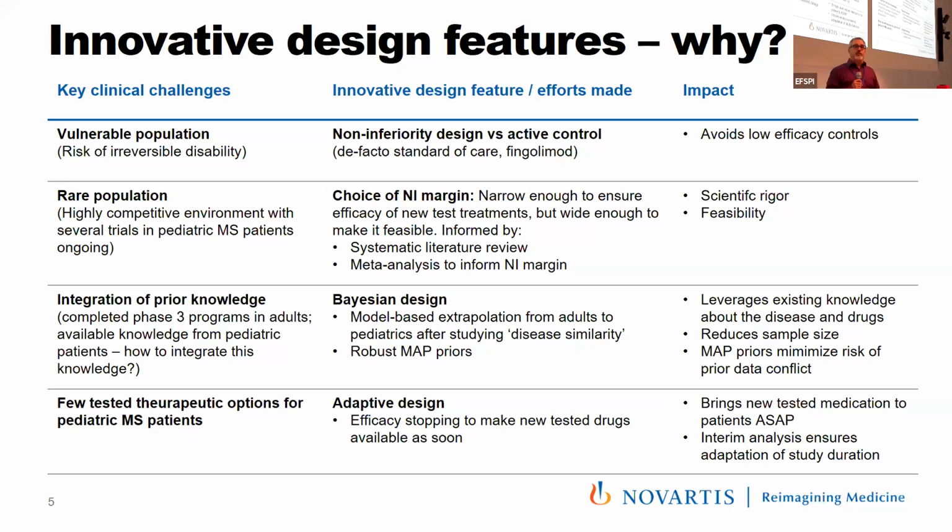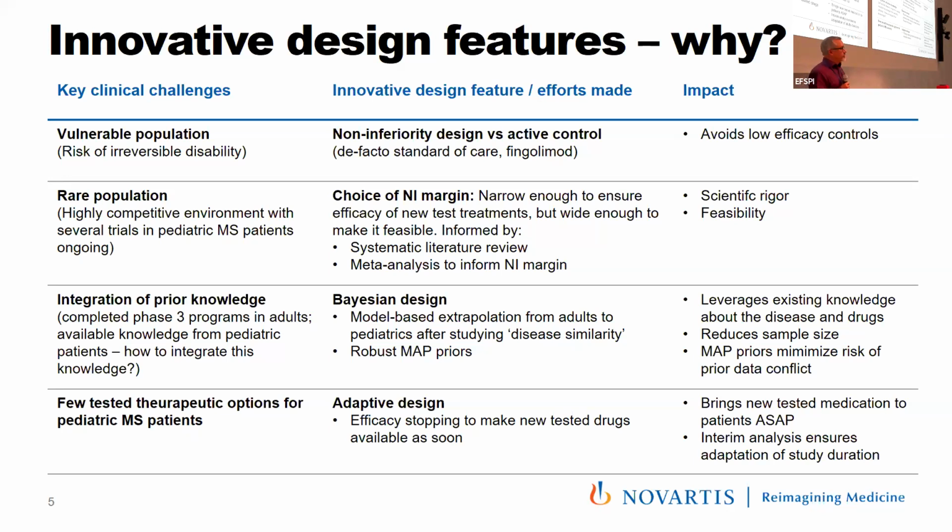And we are working in a rare population. So this margin should be tight enough to ensure that the new medication is clearly efficacious, but it can be wide enough to still make it a feasible trial. And so this provides us with the scientific rigor of a randomized controlled trial, showing that the new medication is efficacious while still being feasible. Typically, a non-inferiority trial requires a larger sample size, but here the purpose is not really to show bioequivalence to fingolimod. The purpose is to show that the new medications are efficacious.